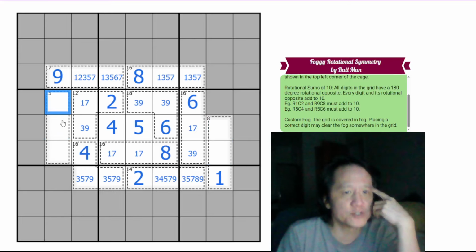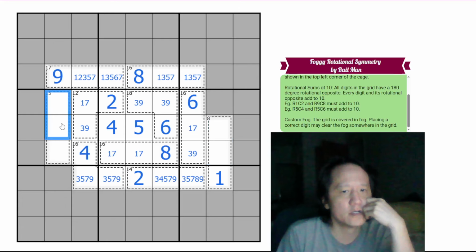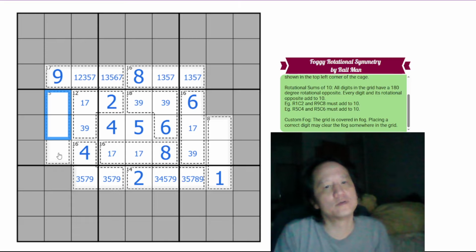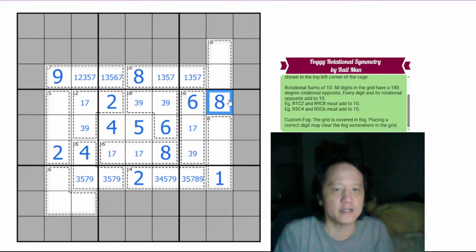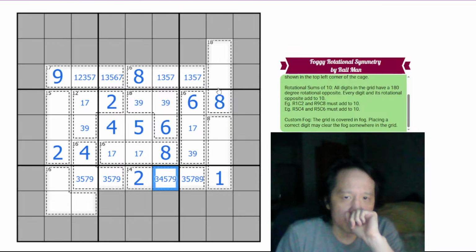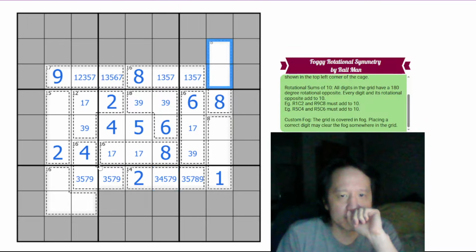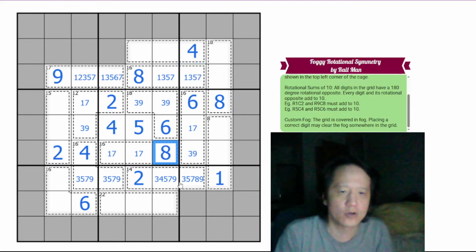So these two must add up to 13. Right? 7 plus 13 is 20. So this must be 2. So this is 2, which forces this to be 8 to add up to 10 with it. These two add up to 10. So these two must add up to 10. So this is 6, which means this rotationally opposite is a 4.